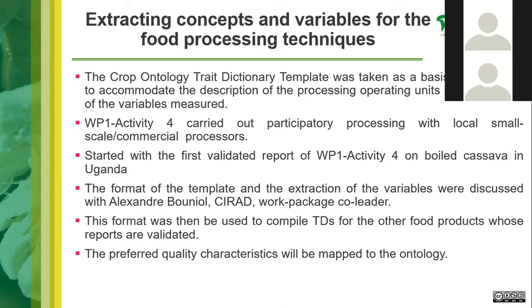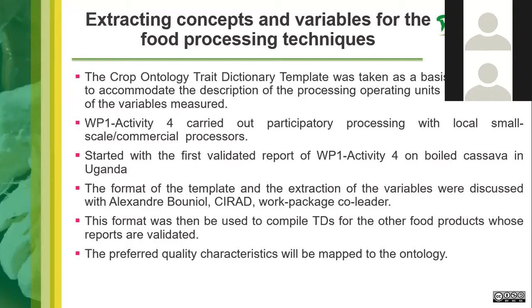After using the template, we started with cassava, boiled cassava, and we had wide consultation with Alexandre Bonneau from CIRAD, who is a work package leader. We exchanged a lot, and we came up with a template, which was then applied to the other food products. So far, the trait dictionaries for sweet potatoes from Uganda, boiled yam, and boiled cassava are available, and we are trying to finalize them.